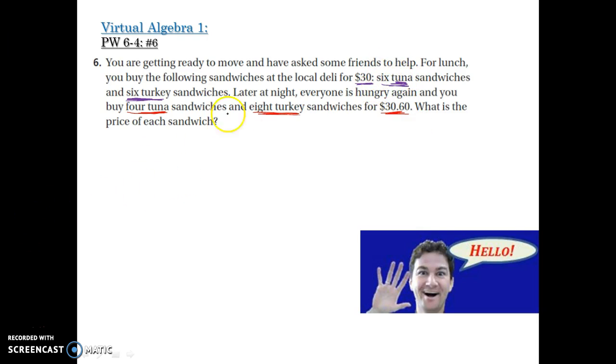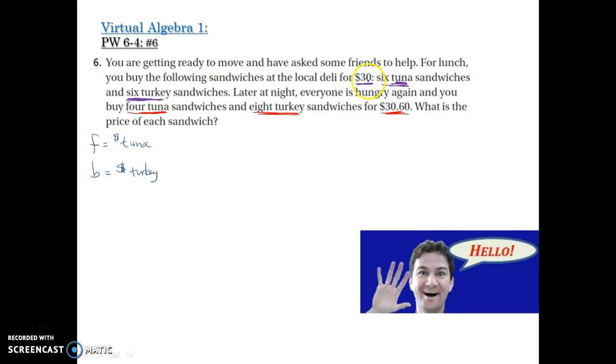Normally, I like to assign variables that stand for whatever it is we're talking about. But tuna and turkey both start with T. Can't use T for both of them. So for tuna, I'm going to use F because that's a fish. So let's say F equals the price of a tuna sandwich. And turkey is a bird. B equals the price of a turkey sandwich.